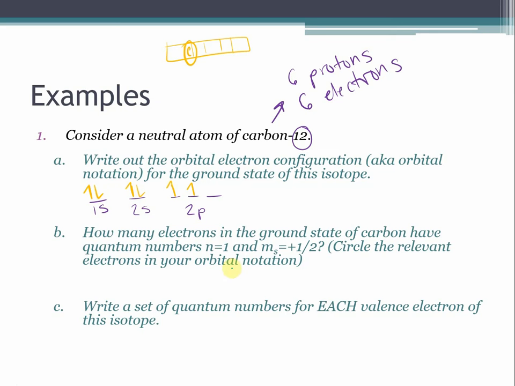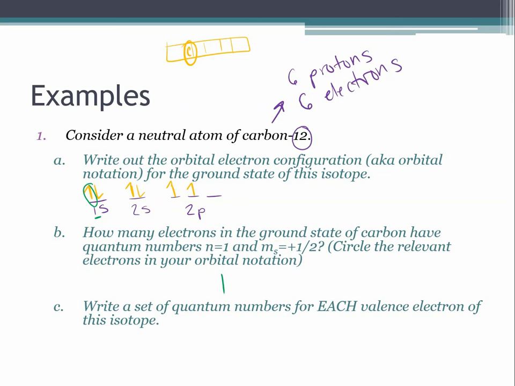n equals 1 means the first energy level. So here's n equals 1. There's only one orbital with n equals 1. And m sub s equals positive 1/2 means spinning up. So the only electron that is spinning up in our first energy level is this guy right here. So there's exactly one electron that has those quantum numbers.